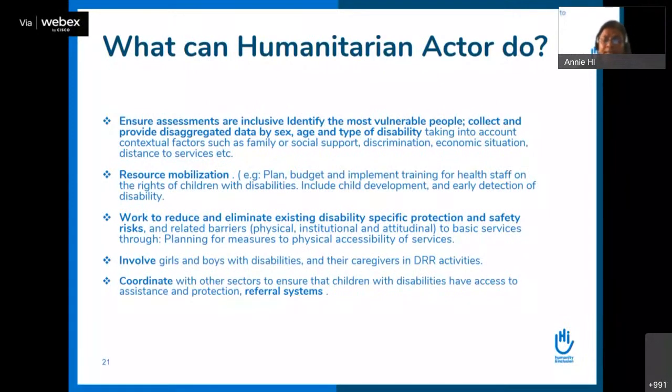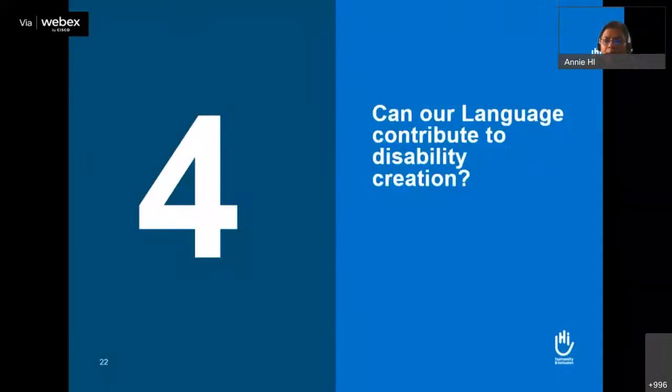The punchline is: involve girls and boys with disabilities and their caregivers in DRR activities. There are different services available, so can we look at coordinating with those different services, whether it's the social welfare department, rehabilitation, or different hospitals. And that ends my discussion on disability inclusive child-centric DRR.